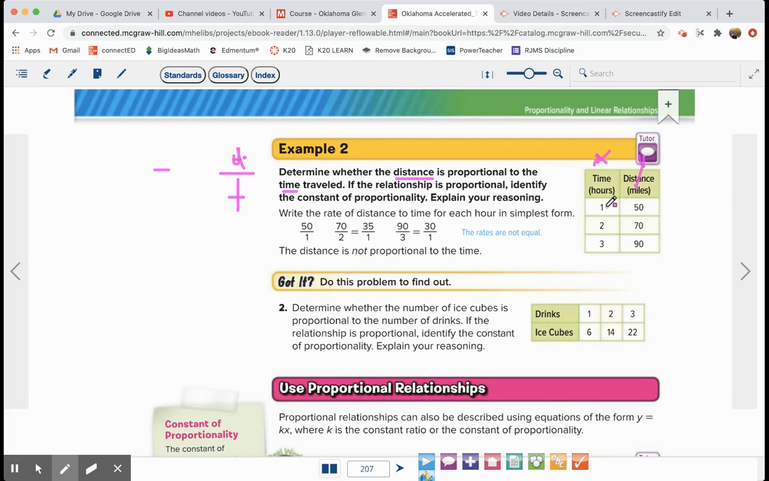So we have 50 over 1, which when it's over 1 is already simplified. Then we have 70 over 2. Those are both even, so you can divide them by 2, and you get 35 over 1. And then the last one, 90 over 3. We can divide those both by 3 to get 30 over 1.